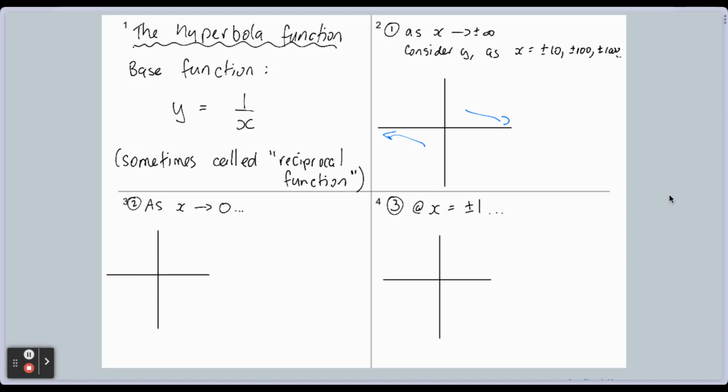Asymptote. Excellent, it's an asymptote, right? So we have a horizontal asymptote at... what's the equation for this asymptote? Good, excellent. y equals 0. We don't have an asymptote at 0. We have an asymptote defined by the equation y equals 0. So that's what's happening at that extreme.